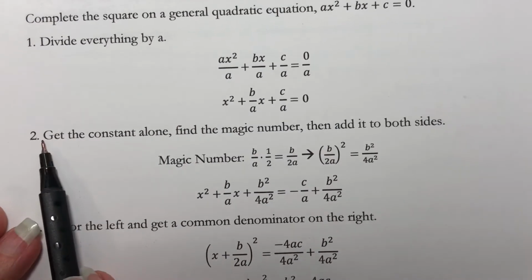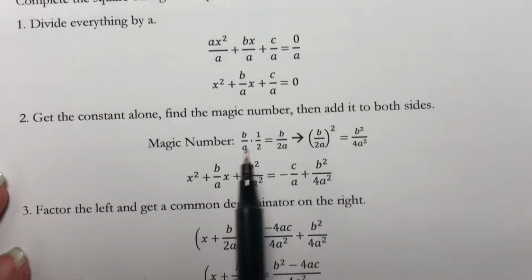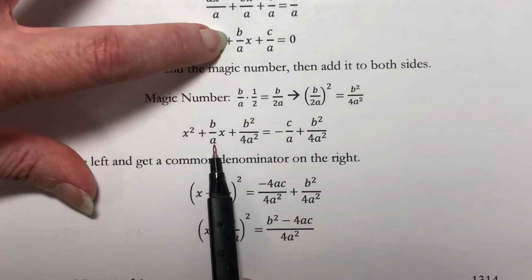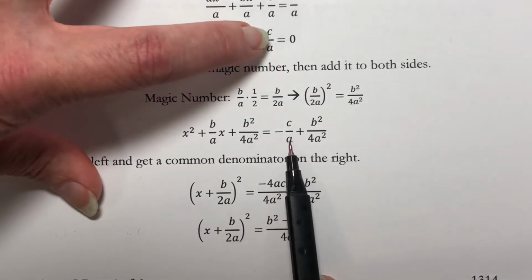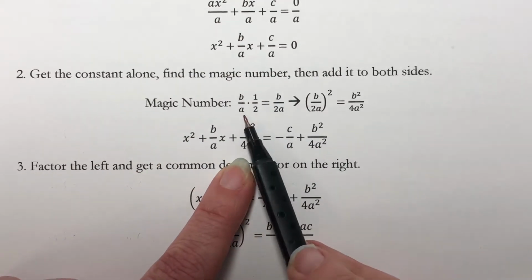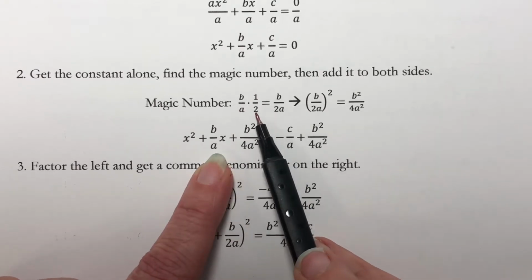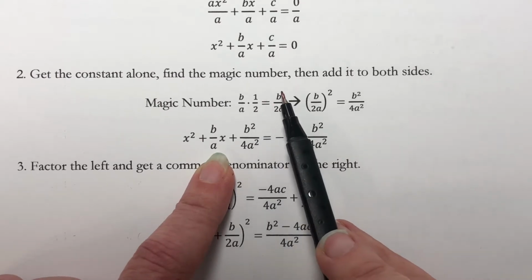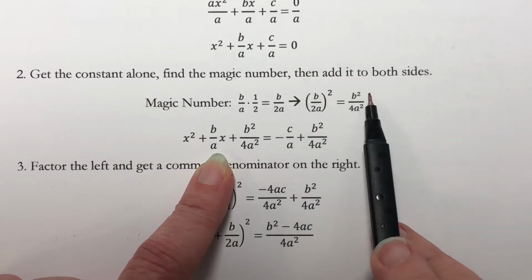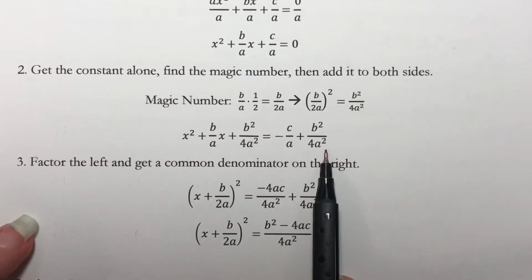Okay, the next steps are to get the constant alone, find the magic number, and add it to both sides. So right here you can see that I have the x squared plus b over a x, and here's this, I moved over here and it's right here. Now to find the magic number, I took the number in front of x, which was b over a, and we divide it by 2 or multiply it by 1/2. If you have a fraction to begin with, multiplying it by half tends to make more sense, and that gives us b over 2a. Now we have to square this. And you square the top and you square the bottom to get b squared over 4a squared, and then you add that to both sides. That's where we are right here.